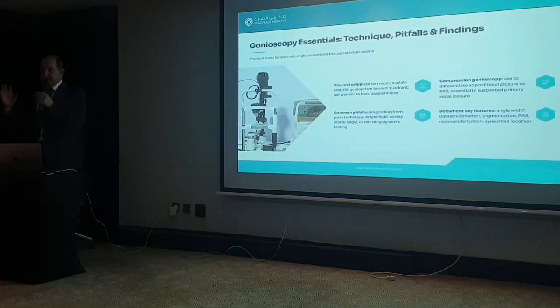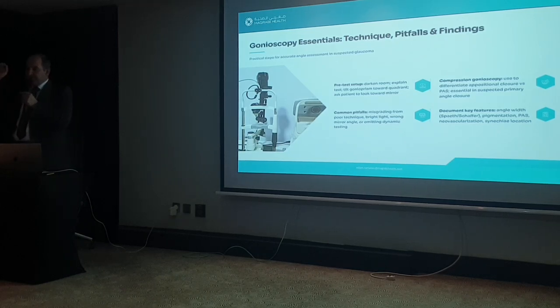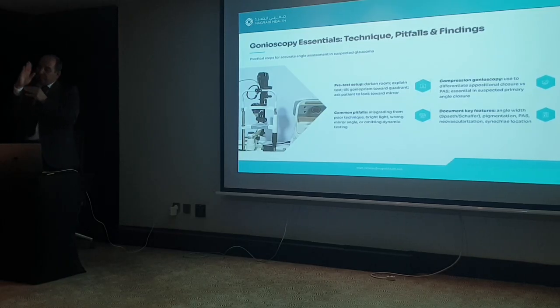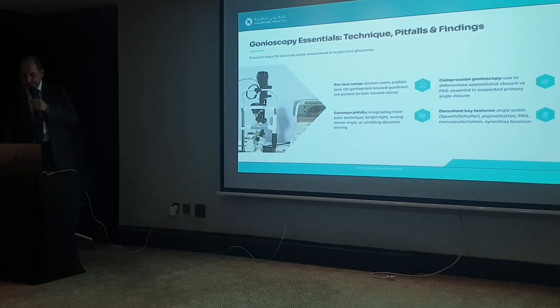The gonioscopy, it needs a slight learning curve, but once you master it, it is very easy. You have to make the magnification high, and you need to make the beam shorter, okay? And when you are seeing any angle, just make the beam to the opposite of it. If you are seeing the nasal, make the beam temporal. If you are seeing the temporal, make the beam nasal. So this is for gonioscopy.